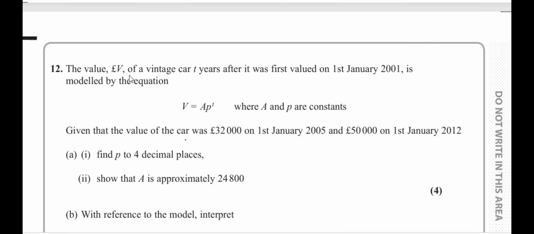Question 12. The value V pounds of a vintage car T years after it was first valued on 1st January 2001 is modeled by the equation V is equal to A P to the power of T, where A and P are constants. Given that the value of the car was £32,000 on 1st January 2005 and £50,000 on 1st January 2012, find P to 4 decimal places and show that A is approximately 24,800.